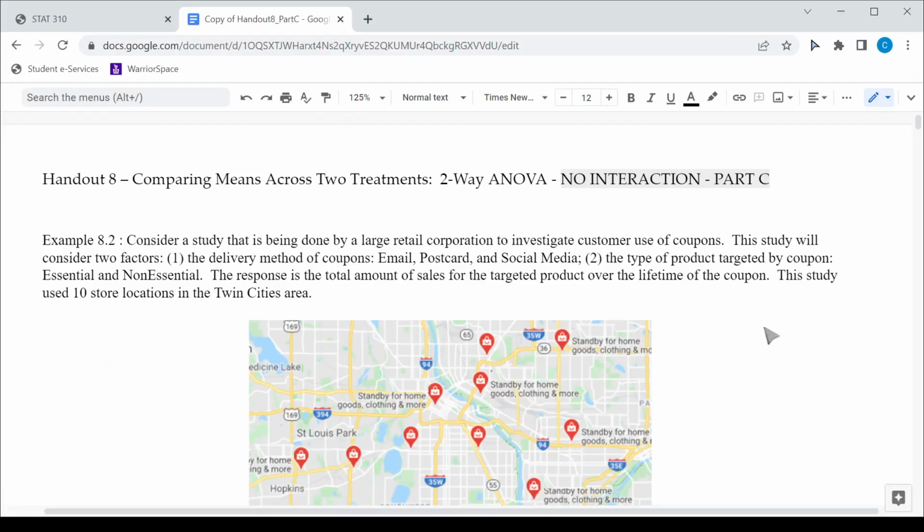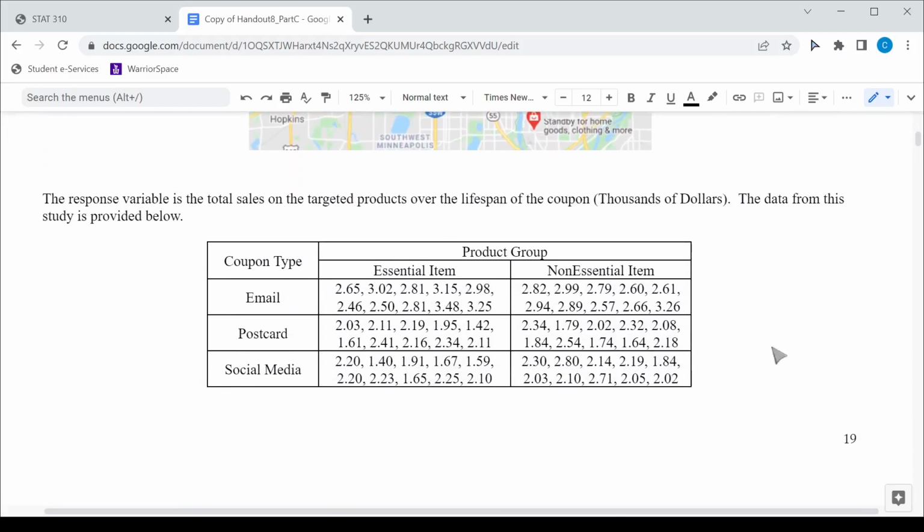So the example that we have here for this particular handout is regarding a large retail corporation and their use of couponing. There are three different coupon types that are going to be considered: coupons that are obtained via email, through a postcard, or through other social media. So that's my coupon levels. And then the other variable that I want to consider is the product group, whether or not it was considered an essential item or a non-essential item.